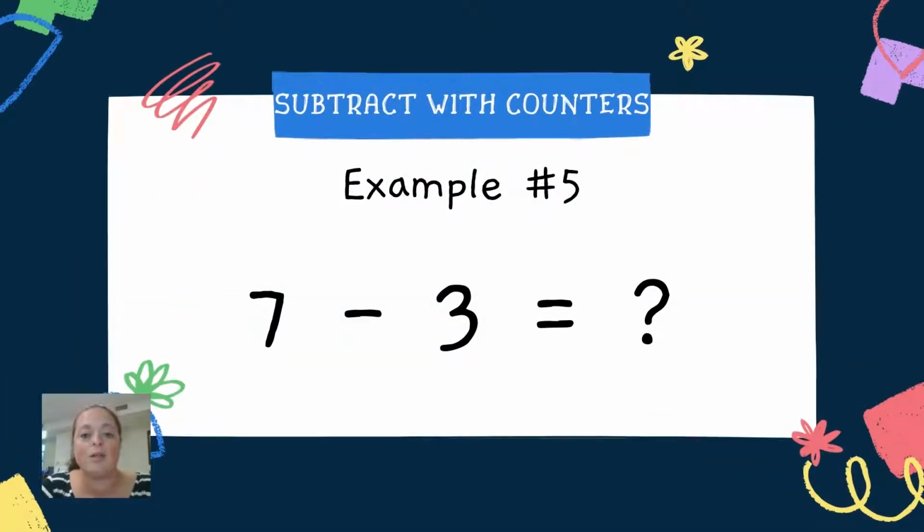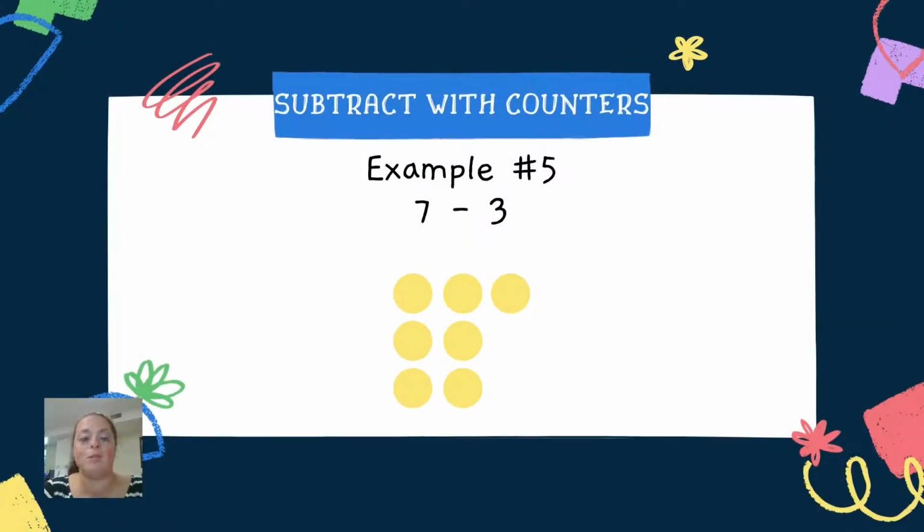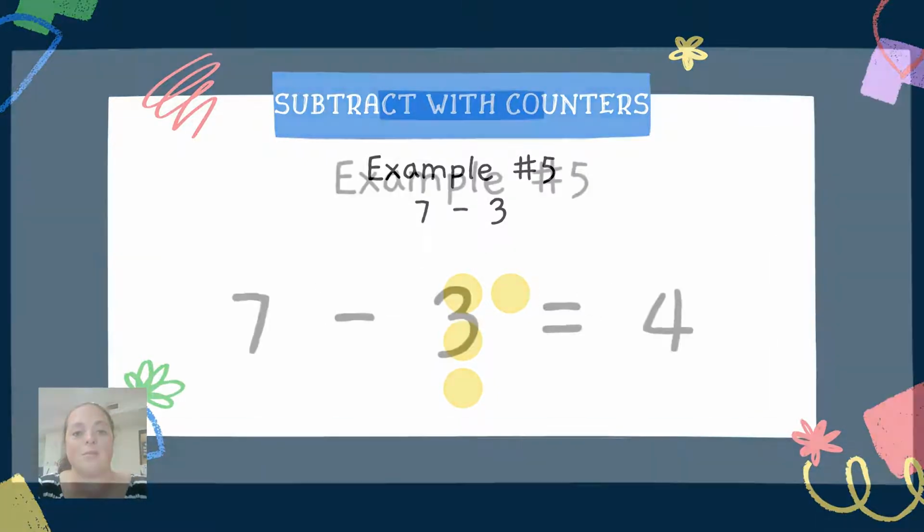Now we'll start looking at how to subtract with counters. Example 5 is 7 minus 3. The 7 is positive, so we will start with 7 yellow counters. Then to subtract 3, we remove 3 yellow counters. The 3 is a positive number that's being subtracted from the 7.